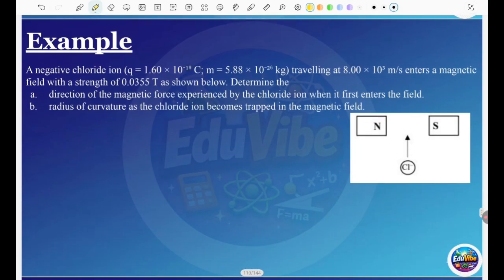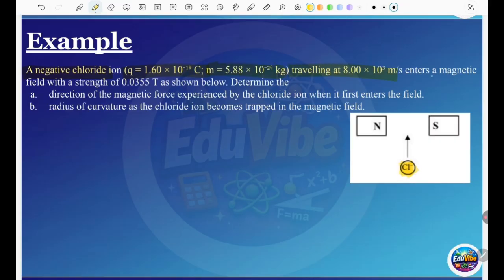We have one example for using that equation. How can we use that? We have a negative chloride ion with a charge of this and a mass of this.